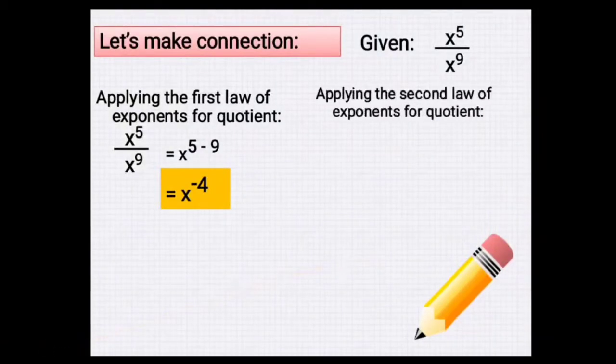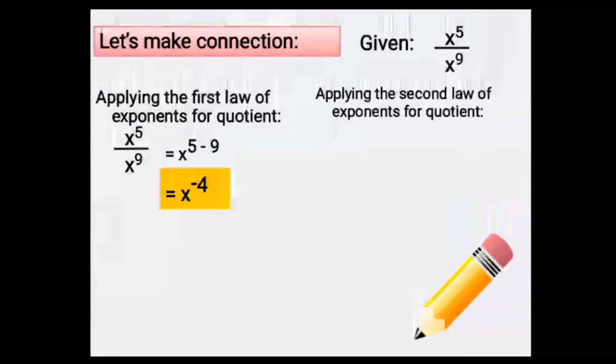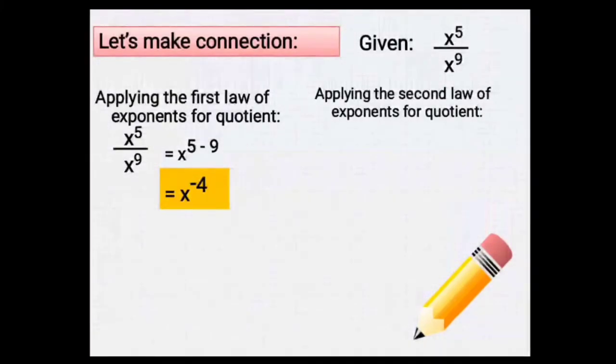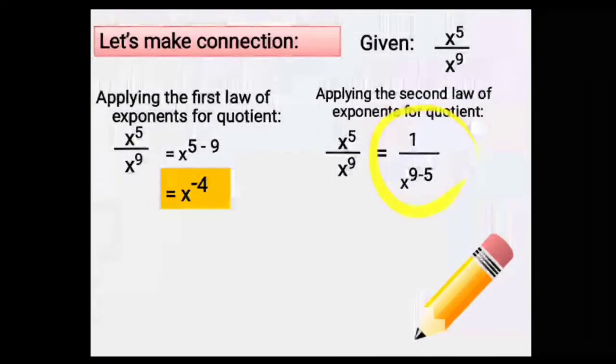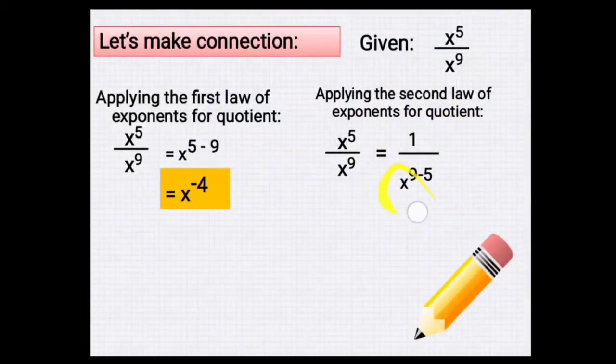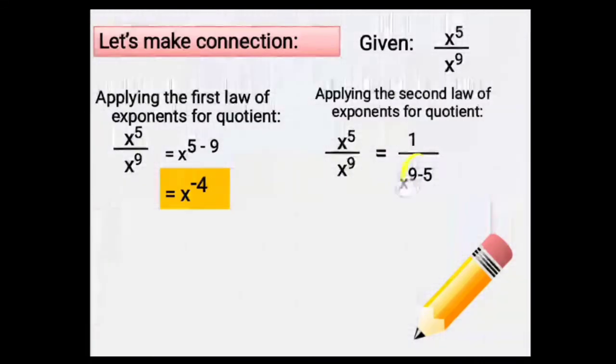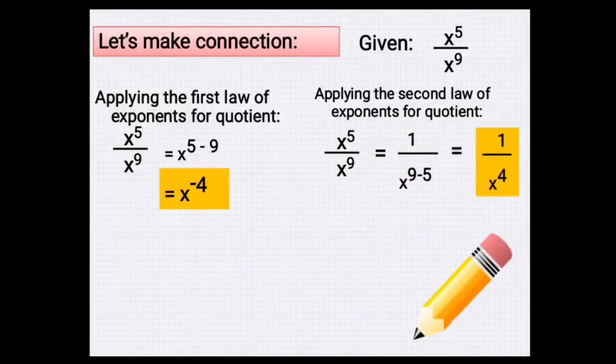On the other hand, applying the second law of exponents for quotient, we can see that the exponent of the denominator is greater than the exponent of the numerator. In that case, when we apply the second law, the answer should be in fraction form. Okay? So let's see. Fraction form, 1 over, copy the base x, then subtract higher exponent minus lower exponent. In that case, our answer is 1 over x to the fourth power.